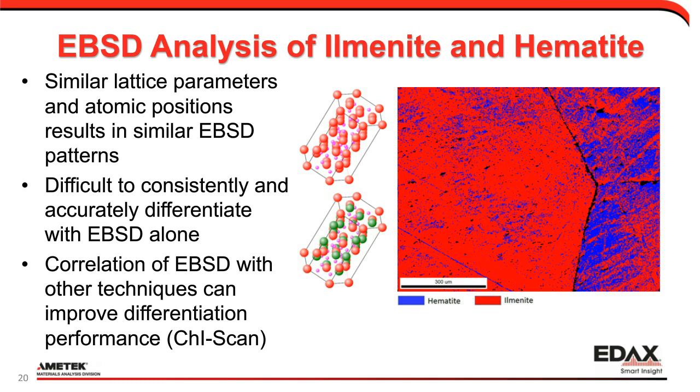And that makes it difficult for EBSD alone to differentiate these consistently. You can see on the phase map there on the right, you see the hematite in blue, the ilmenite in red, and it's a very noisy looking phase map. And so what we're going to want to do is correlate the EBSD with some other technique to try to improve this phase differentiation. When we do it with EDS, we call this Kaiscan for chemical indexing scan.